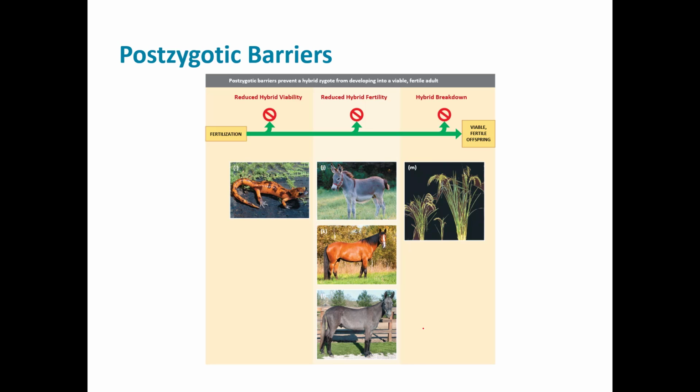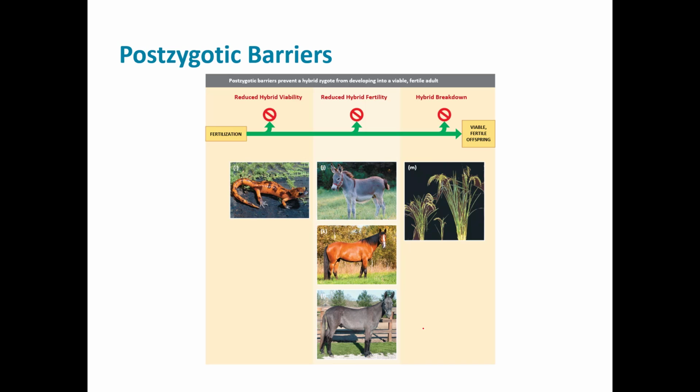Lastly, post-zygotic barriers. These are barriers that happen if a zygote is formed, but we still consider the two parents different species. One example is reduced hybrid viability. That means a zygote is made, but the offspring usually don't develop and don't hatch or are not born alive. And if they are born alive, they're really sickly and they don't live very long. So that's reduced hybrid viability.